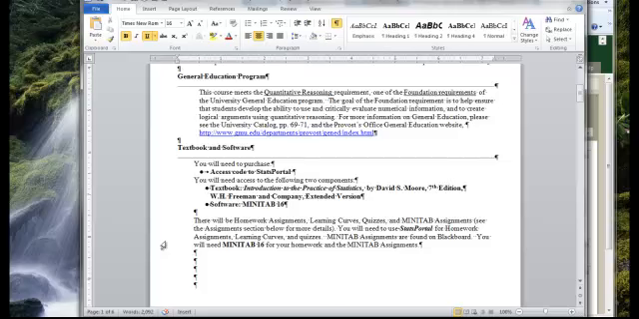Now, the book you can have either in hard copy or in electronic version, and you can get that electronic version if you have access to the Stat Portal. But to get access to the Stat Portal, you do have to pay for access to this website. On that Stat Portal, that's where your homework, learning curve, and your quizzes are.